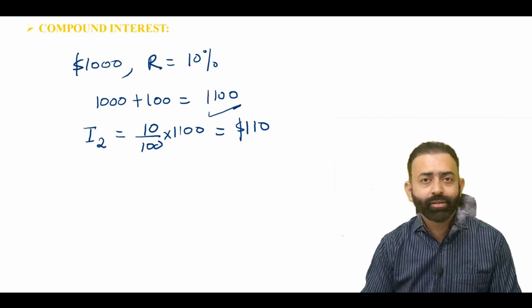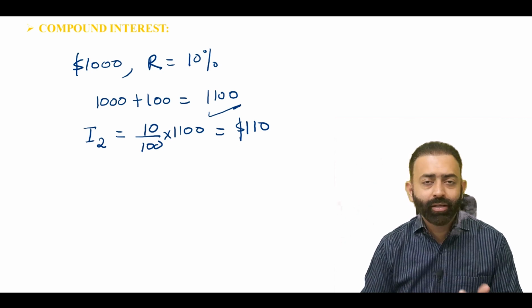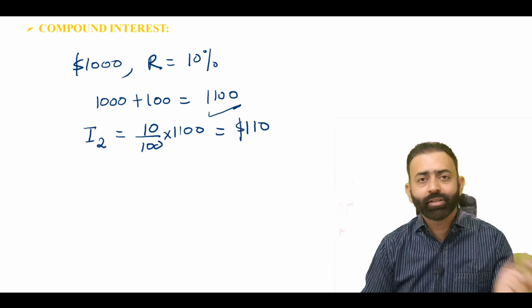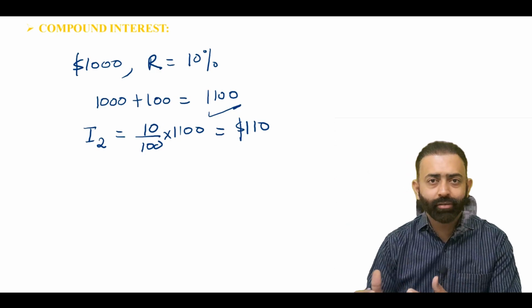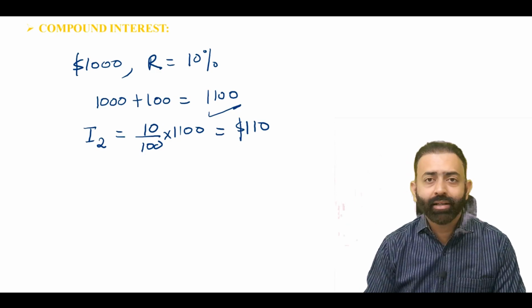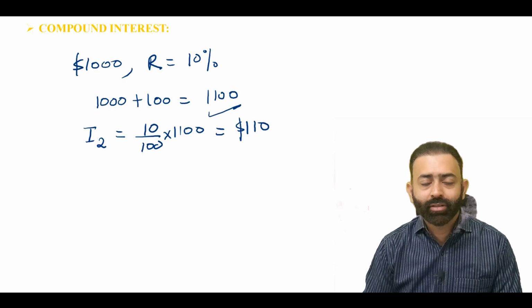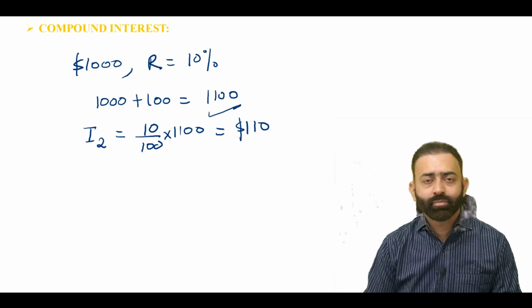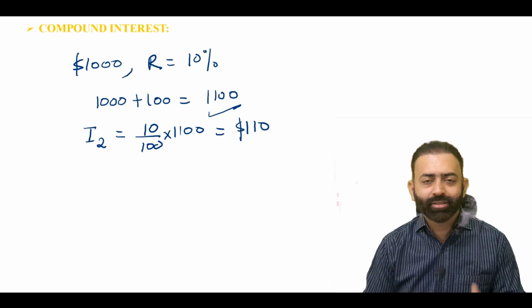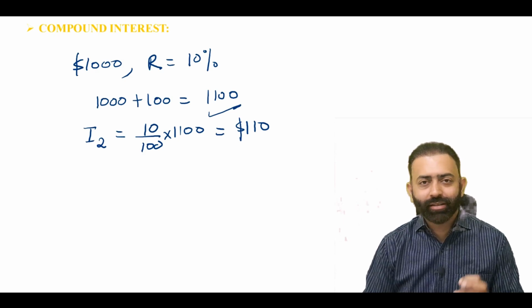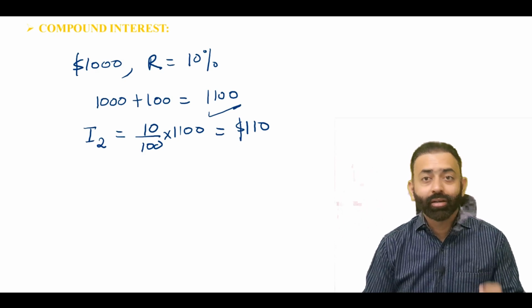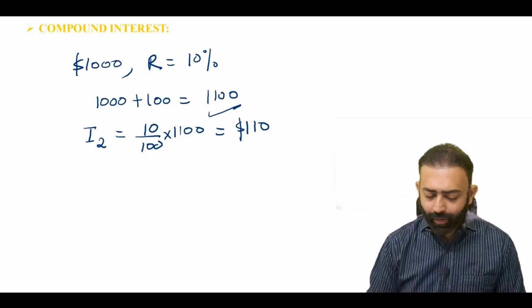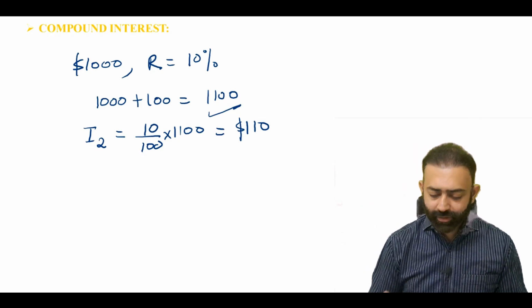So if you compare the interest after the second year, in case of simple interest, that interest was 100, but in this case, in the second year, we are getting $10 extra. It is because we are dealing with compound interest, and to be more precise, the interest now is calculated on the recurring amount. So this is the difference between compound and simple, right?